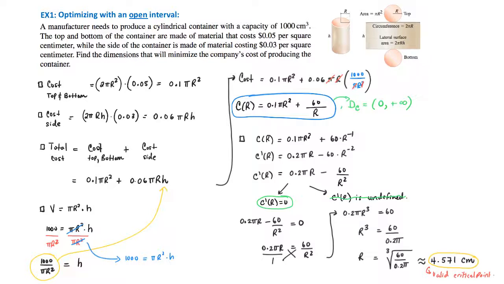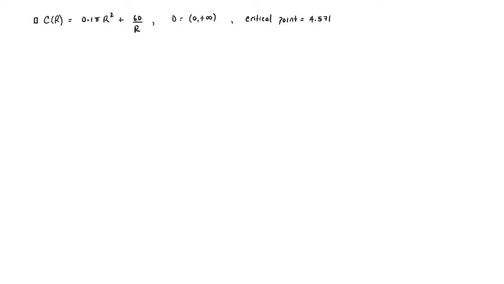So my next task now is to show that at this particular r value, the cost function is going to have an absolute minimum. Before we start the discussion on the absolute minimum, I have written down here some of the information that we already knew. We have our function C of r, which is equal to this expression here. We have the domain of C of r, and we found one critical point, which is 4.571.